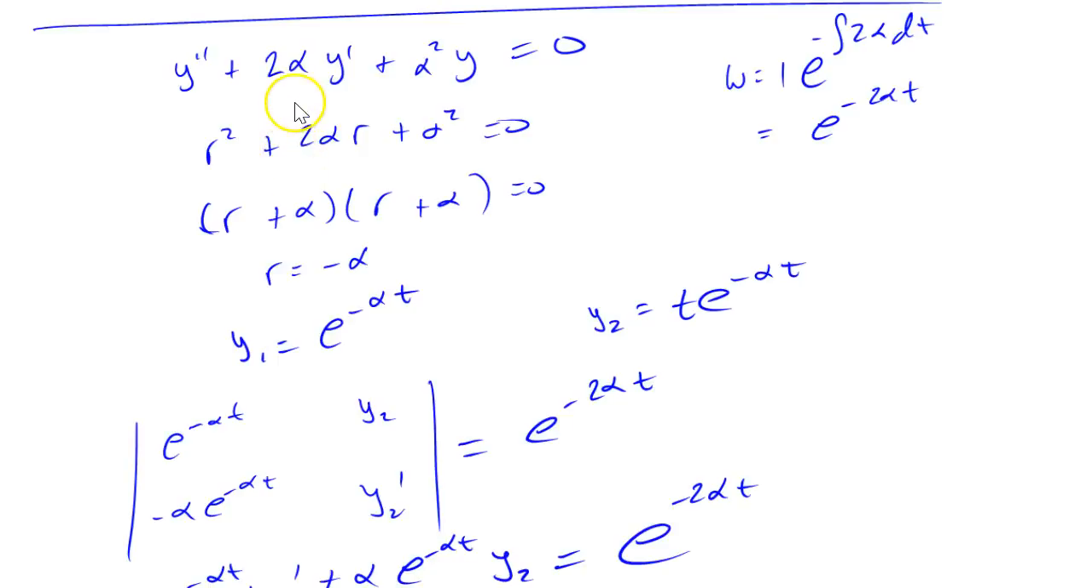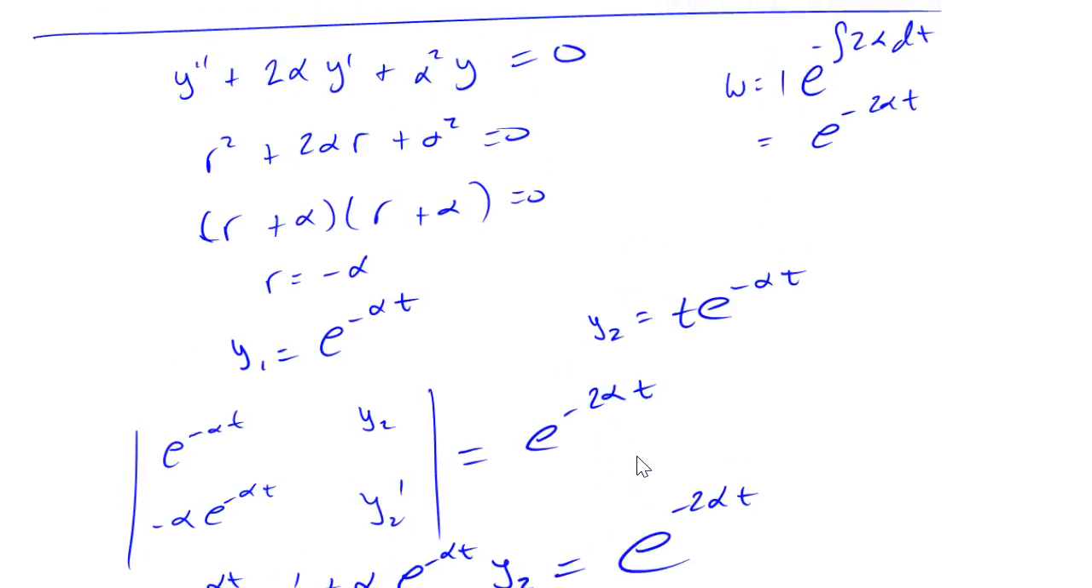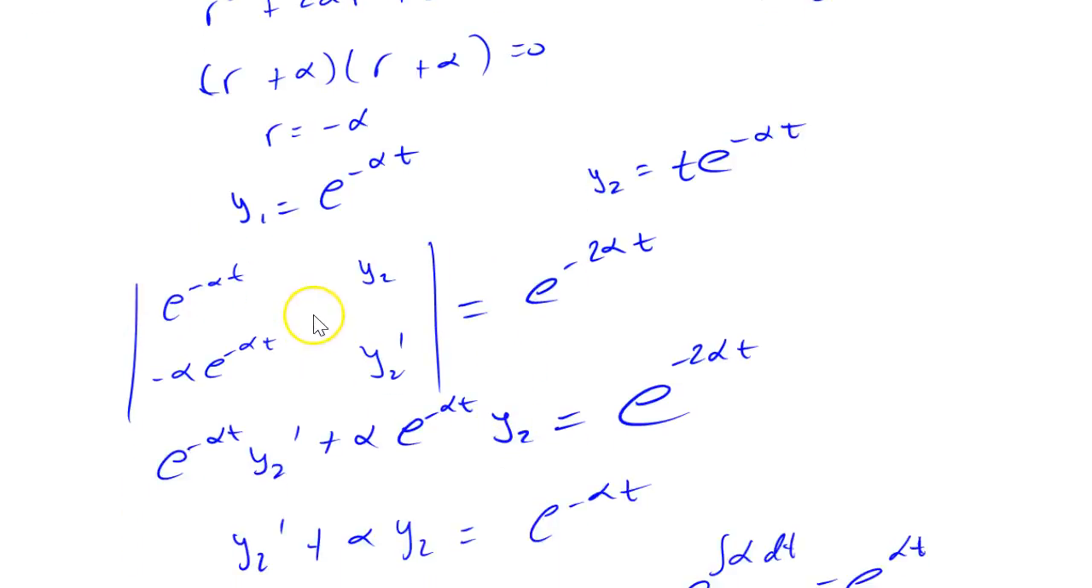Notice that Abel says that the Wronskian should be some constant times e to the negative integral of p of t dt, which is just this, e^(-2 alpha t). I'm using Abel's theorem here to find a second solution. I'm claiming that it's just going to be t times that. This is the general proof that just multiplying by t works in this case.